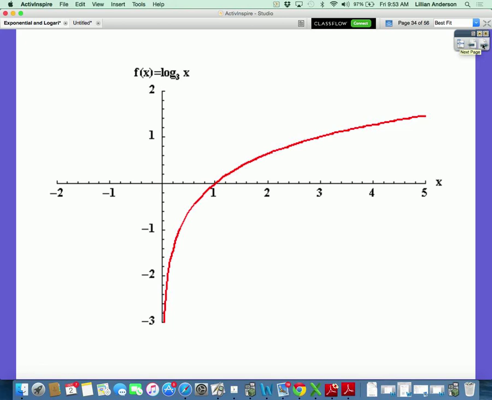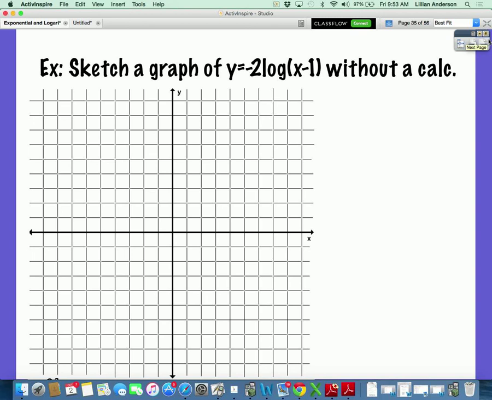Just an example, just like the other one. You have your asymptote at the y-axis, which is also x equals 0. It's increasing the entire time, crossing the x-axis at (1, 0), and so on. So let's graph this one without using a calculator, using those features.